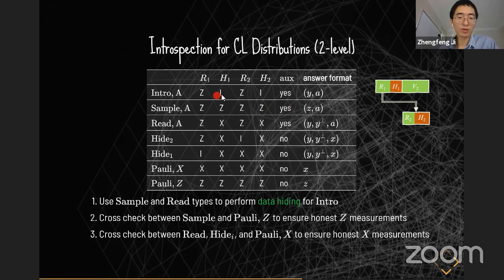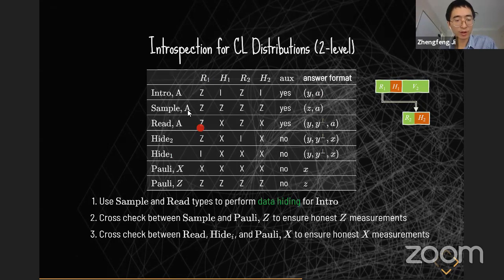Because the independence of this intro type on the information in H1 and H2 is important. We want to make sure that the answer A is only depending on Y, but not on all the information. That's important for preserving the information perspective of the players.